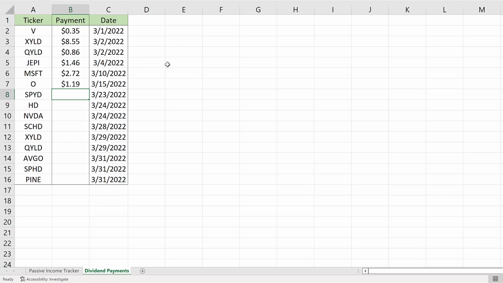Ticker SPYD, SPY Dividend, on March 23rd, they paid me $3.06. Then we have Home Depot, who paid me $2.52. NVIDIA, there's been a lot of talk about NVIDIA over the past few days and their stock. They paid me just a slight 6 cents on March 24th. And then we have SCHD, who paid me $1.27, a Schwab dividend fund. XYLD coming in again, paying me a little bit more than last time, $8.55 to $8.86.